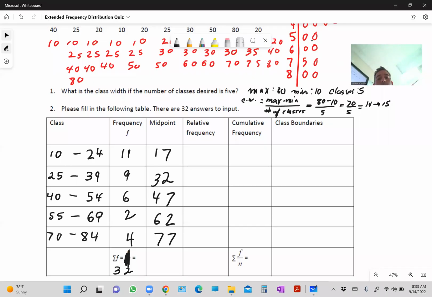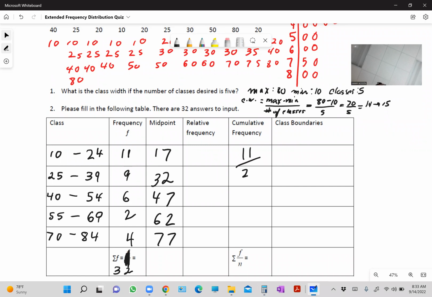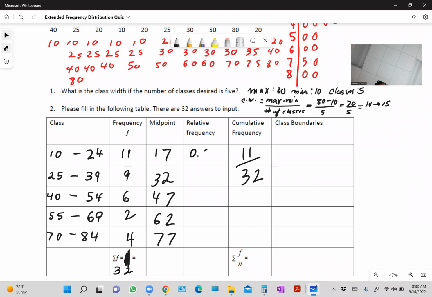All right, so far so good, right? Looks good. Now, how do we do relative frequency? 11 divided by 32. Yes, you take the frequency divided by the total. It comes out to 0.34375. Let's say we go 2 decimal places. It's going to come out to 0.34, right?